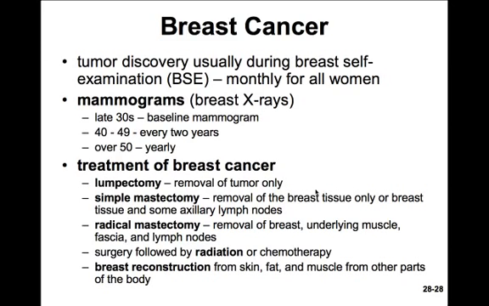There are choices of lumpectomies, simple mastectomies, radical mastectomies. Lumpectomy is simply removal of the tumor, and you still have a breast. A simple mastectomy is removal of all the breast tissue and some of the axillary lymph nodes. Radical mastectomy involves removal of the breast, underlying muscle and fascia, and lymph nodes.